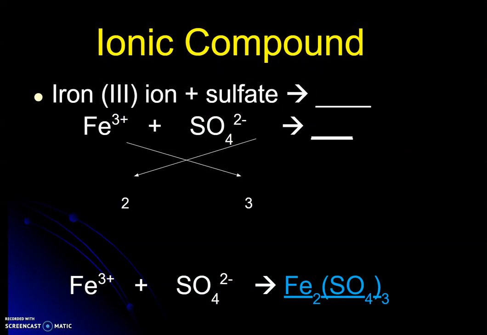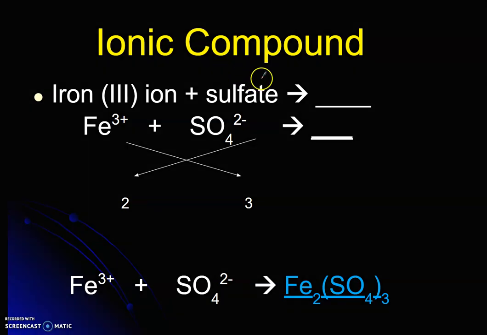Okay? The other thing that you need to pay really close attention to is your ionic compounds that contain a polyatomic ion. And this is why we need to know our ions and where the charges go and where the subscripts go and all that kind of stuff. All right, iron(III) ion is going to be Fe3+. Sulfate is SO4 2-.